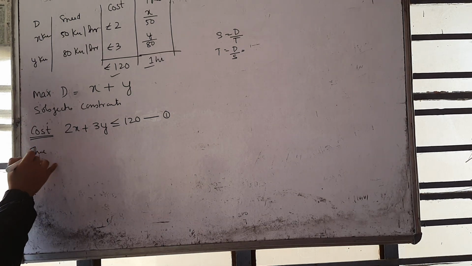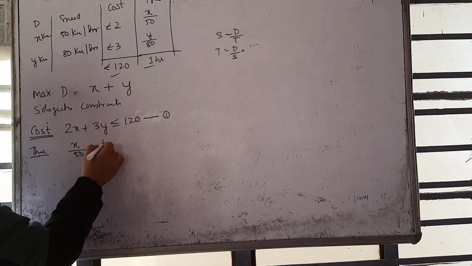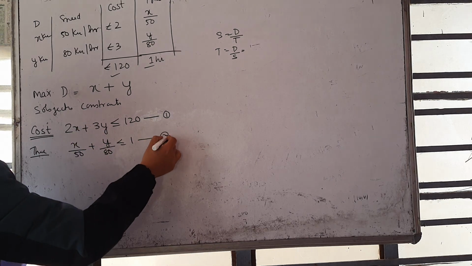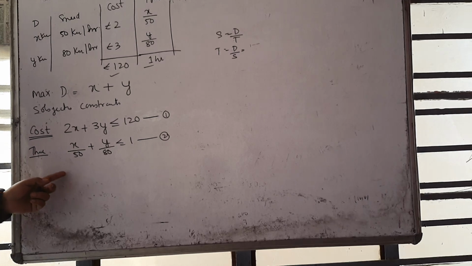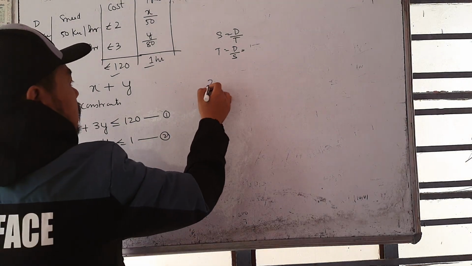Time. Initially, how much time did it take? X by 50 plus y by 80, maximum less than or equal to 1. This is already in intercept form. You just have to convert this into intercept form. Is that clear? I think this also can be done very easily. How is that? Please tell me.